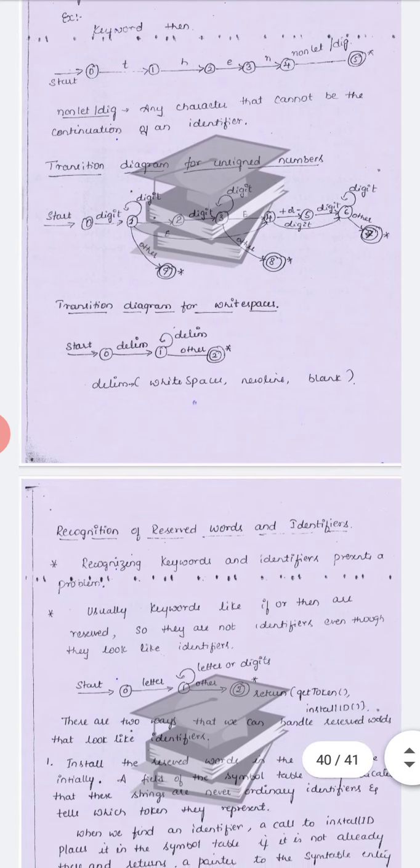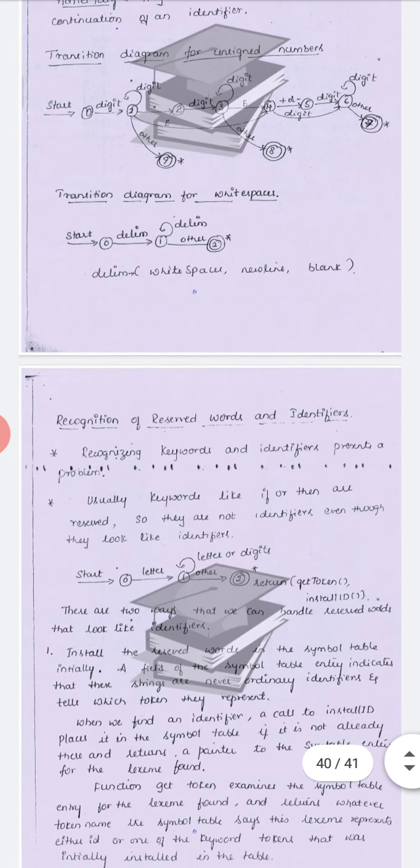Then the transition diagram for an unsigned number. Okay, then we can indicate the unsigned number also in this diagram as shown. Next, the transition diagram for white spaces. How to indicate white spaces? They have given the diagram for white spaces.